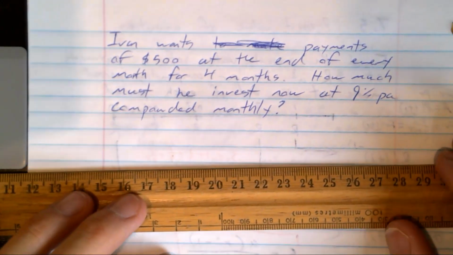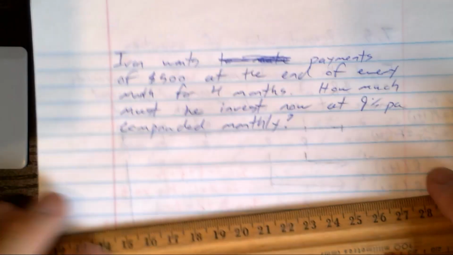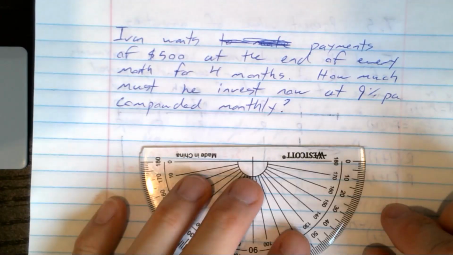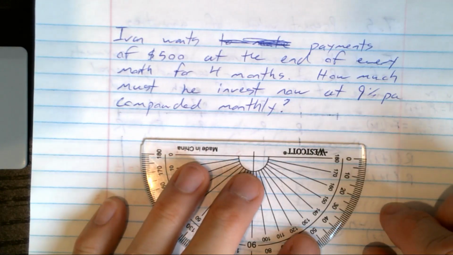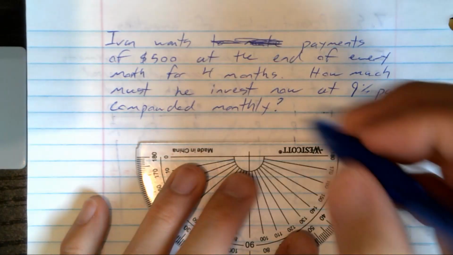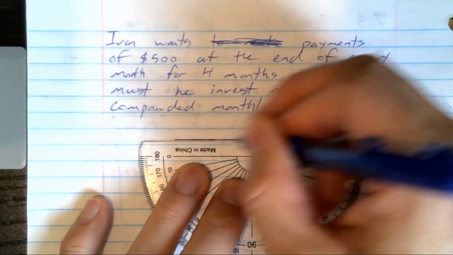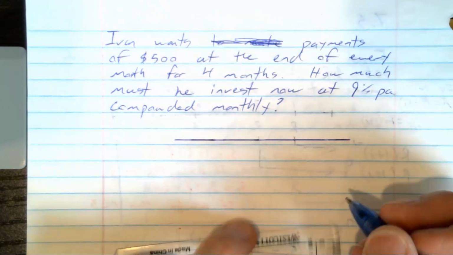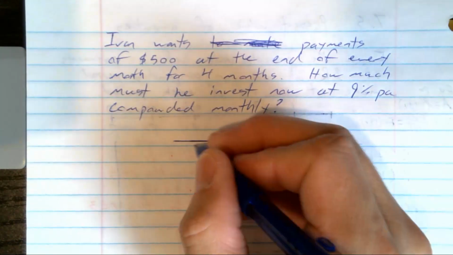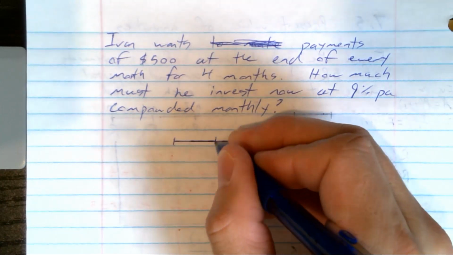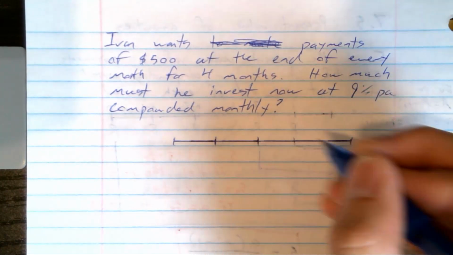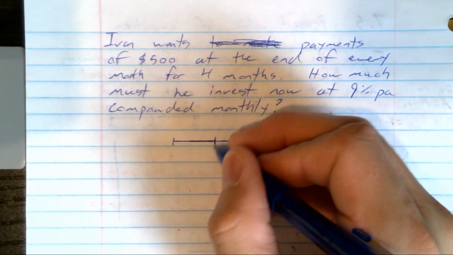So there's a couple of things that could be happening here. Maybe Ivan has paid for something and financed the price, and now he needs to make payments. That's not what it looks like in the wording, though. It sounds like maybe Ivan anticipates that he's going to have to make payments of $500 at the end of every month for the next 4 months.